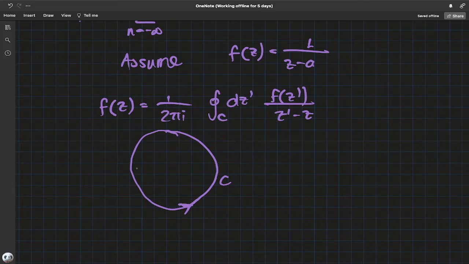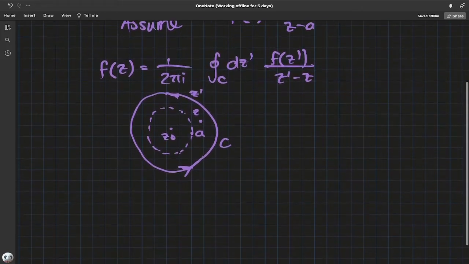So I'm going in the clockwise direction for convention's sake. Assuming that the central point is z naught, the point around which you're expanding, it makes sense to have a circle centered at z naught because we're expanding around z naught. A is assumed to be some point that's inside. And z prime is some point along the contour. And then z is some point in the interior here.